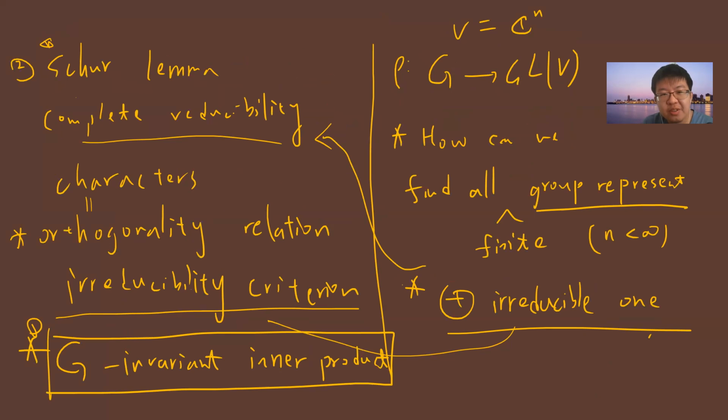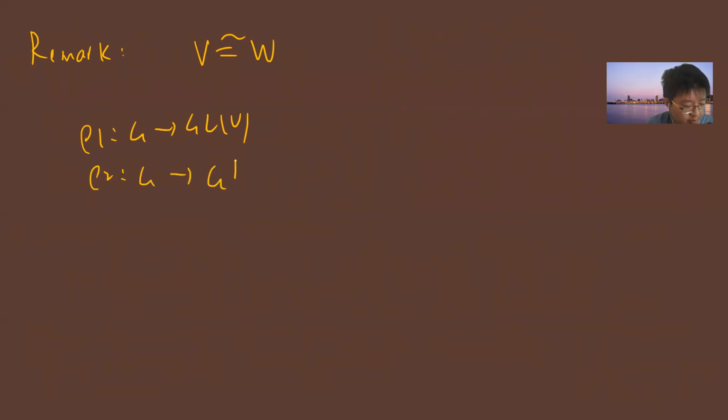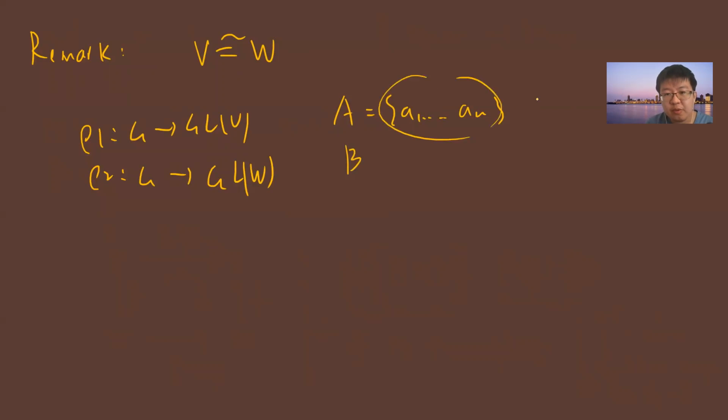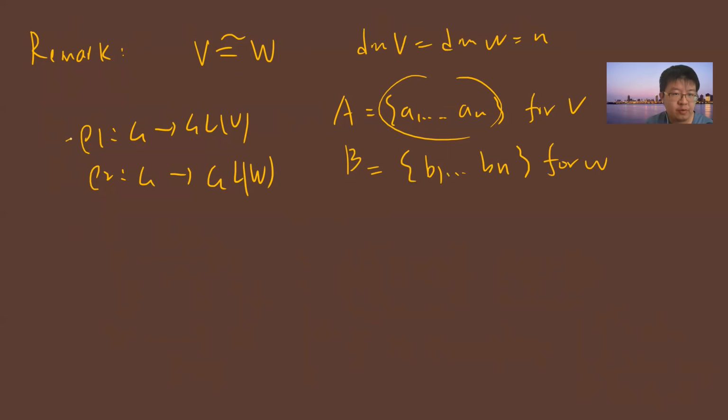Okay, next we can talk about what we mean by isomorphic. This is just some remark, not so important. Suppose you have two spaces V and W. They are isomorphic if they have the same dimension. Let's say you have ρ1(G) from GL(V) and ρ2(G) from GL(W). Suppose A has a1 to an as a basis for V, and B is a basis for W. Then the dimensions are both n. Let's assume that they are isomorphic.